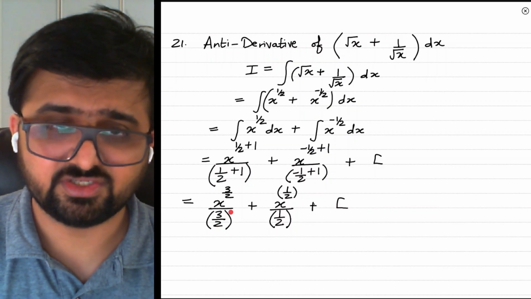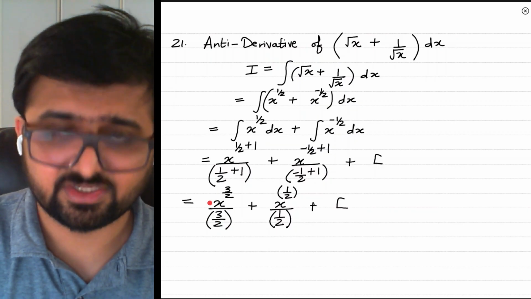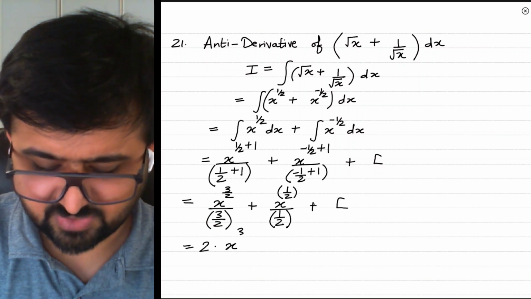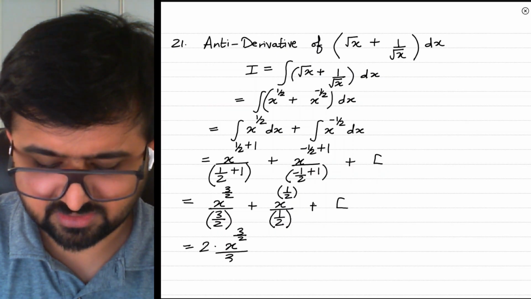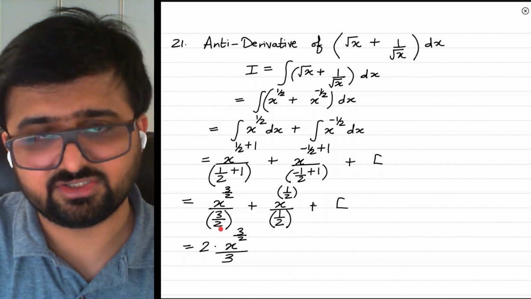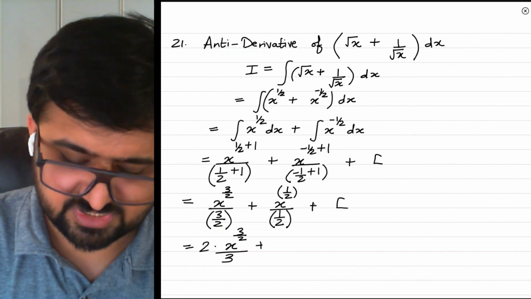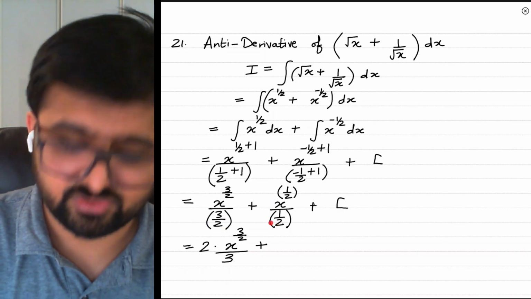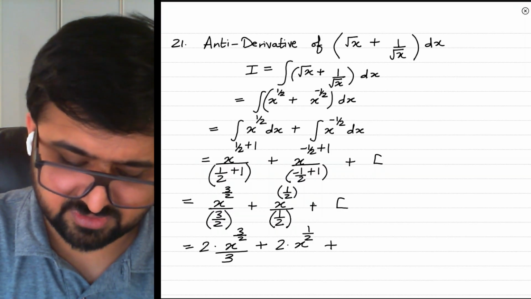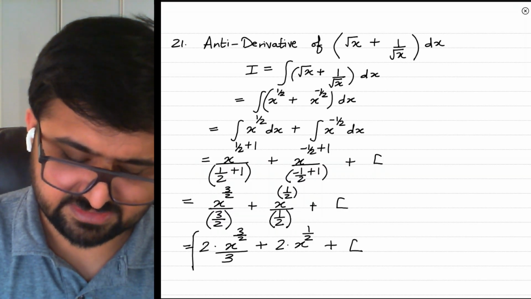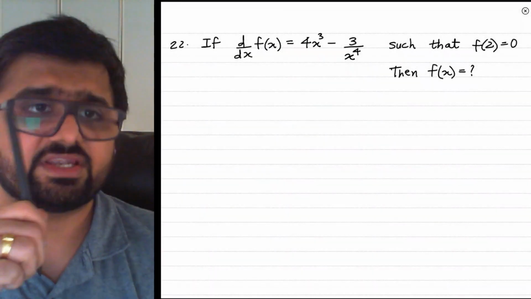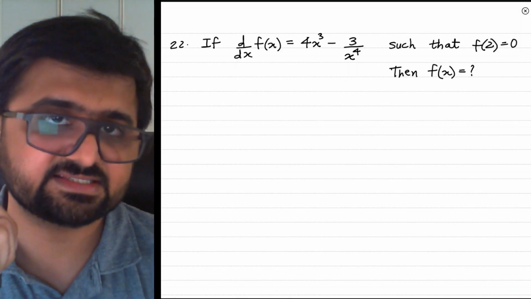Now we can simplify this a little bit by saying this 2. Now this 2 is in the denominator's denominator. That can go in the numerator. So that will become 2x to the power 3 by 2 over 3. That 2 can go in the numerator because it's the denominator's denominator. Plus similarly this 2 can go in the numerator, x to the power half plus c, and that's the result that we are looking for. All right, that's the last question of this exercise.